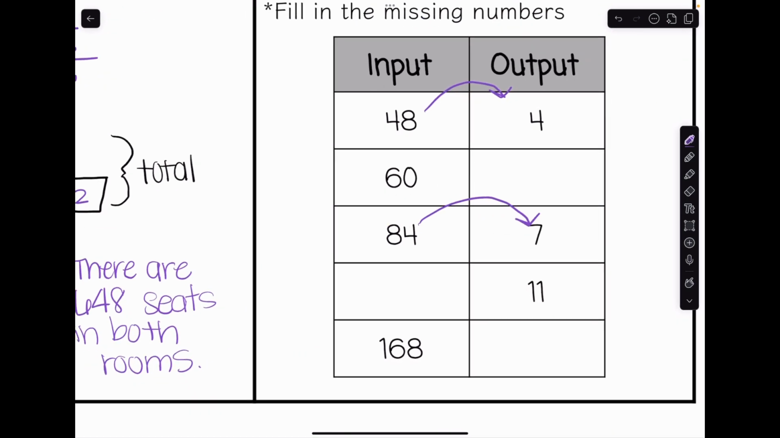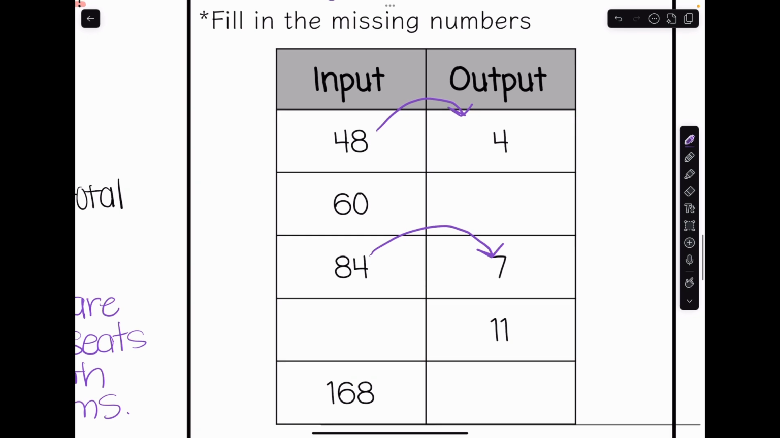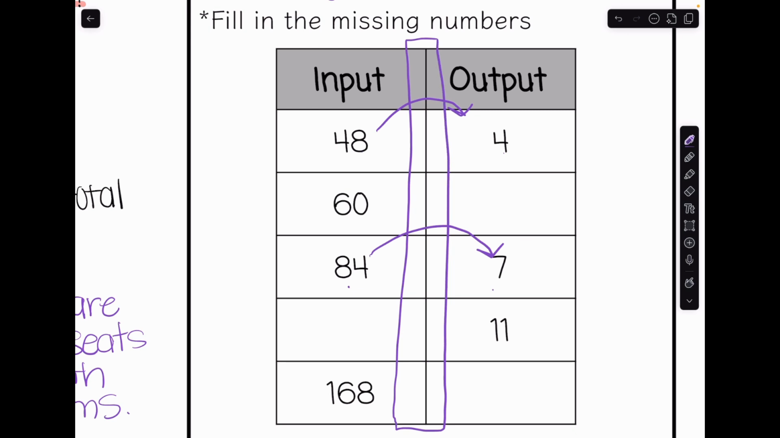So they need to ask themselves, what is the relationship of 48 and 4? And then see if that relationship is the same from 84 to 7. And if so, write that rule right here in the middle and find those missing numbers. Okay, so for example, 48 divided by 12 equals 4.